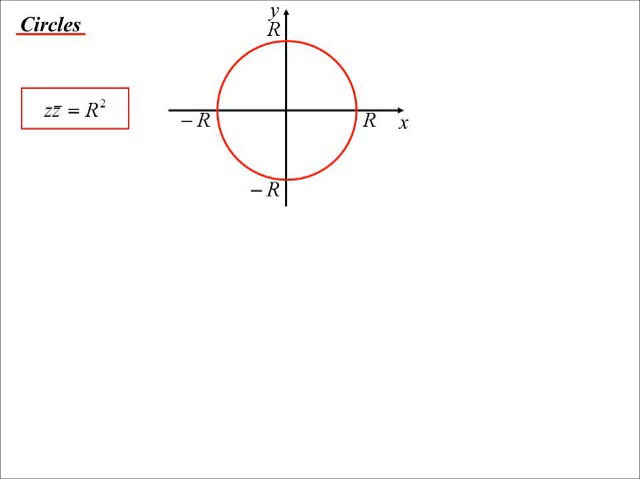Remember we said z times its conjugate was always the sum of two squares, or x squared plus y squared. So if I've got a circle, centre at the origin, I know that has Cartesian equation of x squared plus y squared is the radius squared. But we just said x squared plus y squared is a complex number times its conjugate. So we can express this as z times z conjugate is equal to r squared. So that would be the locus of z in this case.